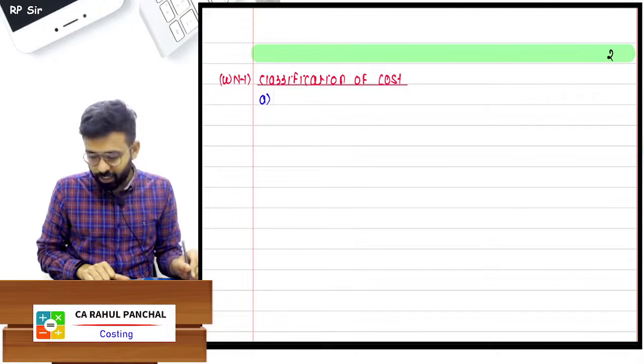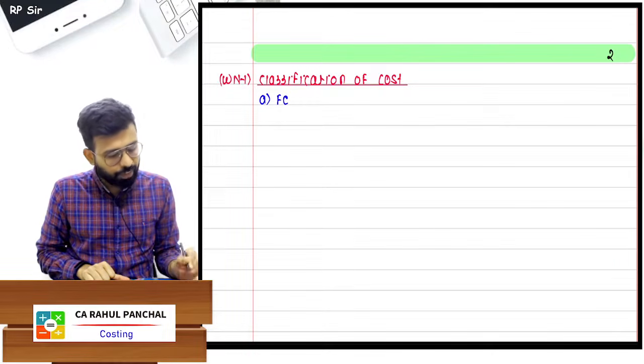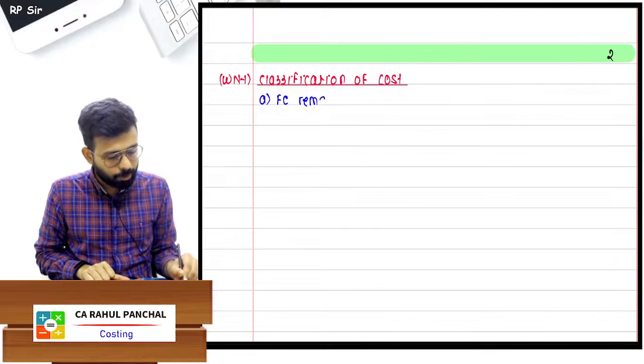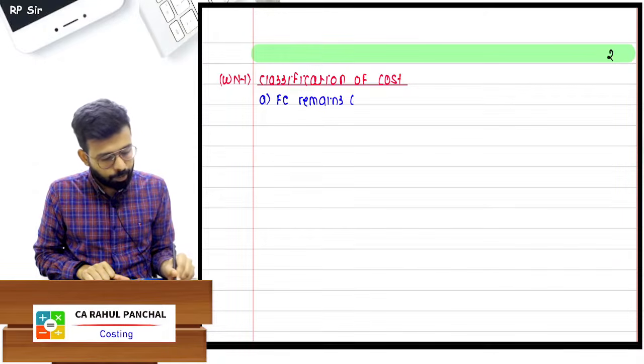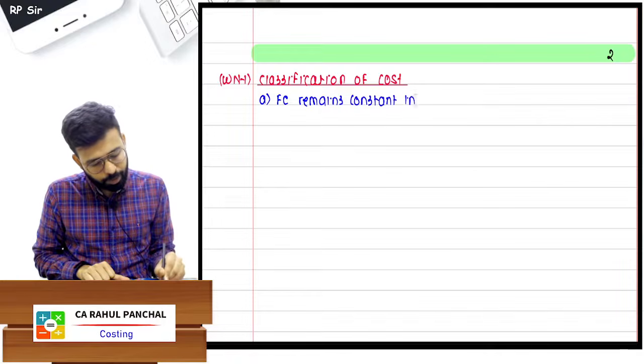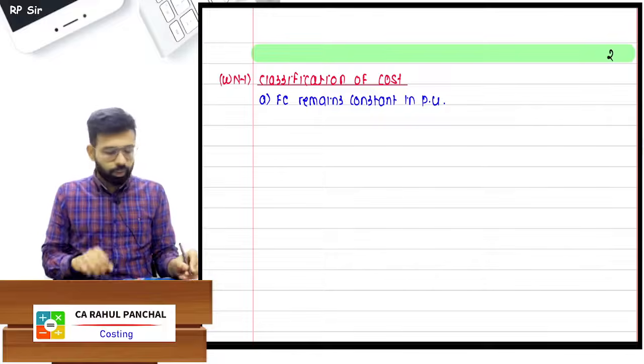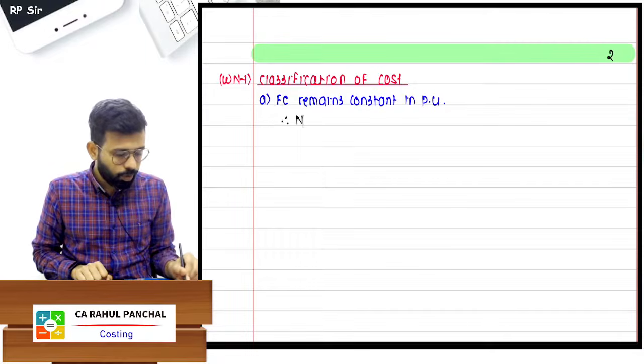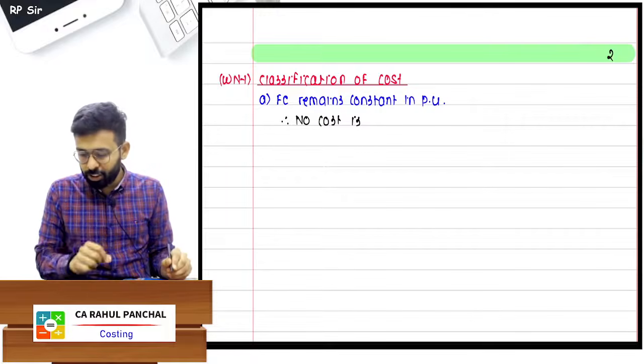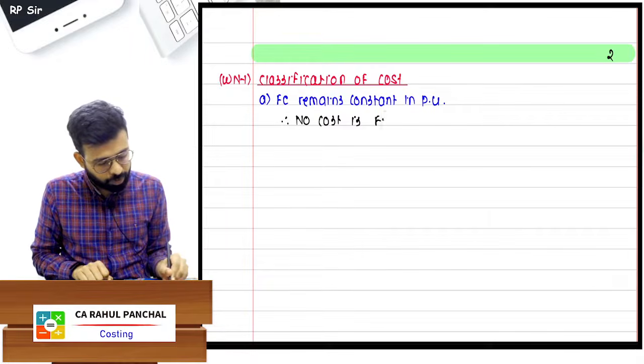First, let us write fixed cost. So, what is the feature of fixed cost? Fixed cost remains constant in total. Okay. So in this question, no cost is fixed cost, because every cost is changing with the output. So no cost is fixed cost.